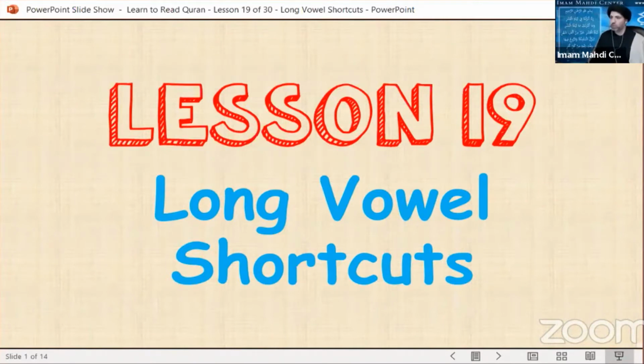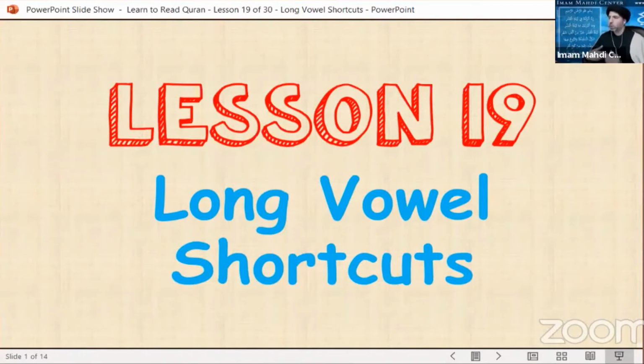If you remember from our lessons on long vowels, we learned that there are three long vowels. One with a combination of fatha and alif, another one with a combination of kasra and ya, and another one with a combination of dhamma and waw. So the three long vowels are pronounced a, e, and u. These are the three long vowels.